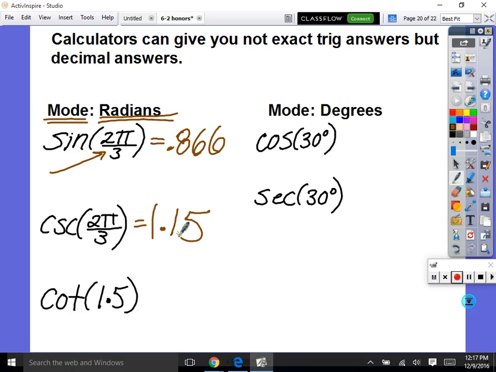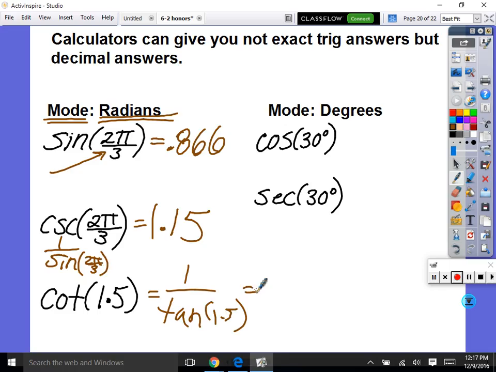Cotangent. Notice how your calculator doesn't have cotangent? We know that this is really 1 over tangent of 1.5, correct? So just type that in. Yes. That's 1 over sine. So we just typed into our calculator 1 divided by the sine of 2π/3, as long as your calculator's in radian mode. What did we get for this? 0.07. Sweet.